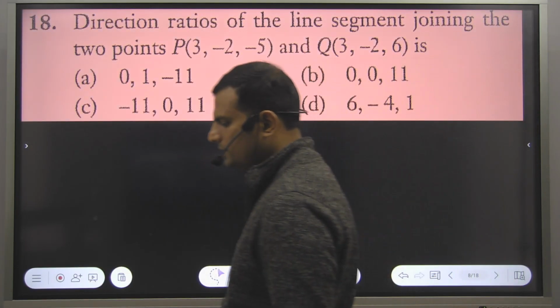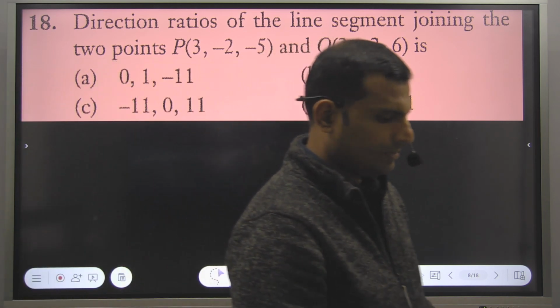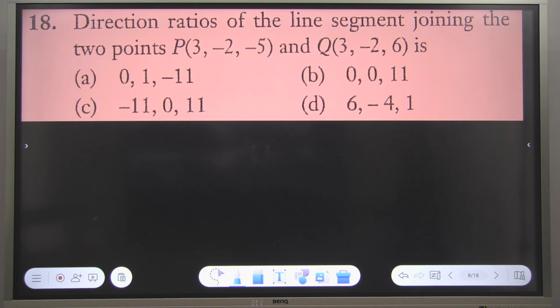One of you read it quickly, students. Please read. Direction ratio of the line segment joining the points P of 3, minus 2, minus 5 and Q of 3, minus 2, 6 is... Option B is the answer. How will you get the answer? Any idea?